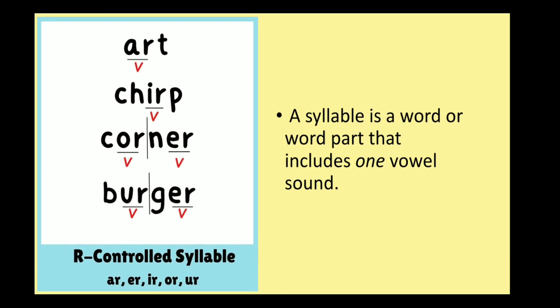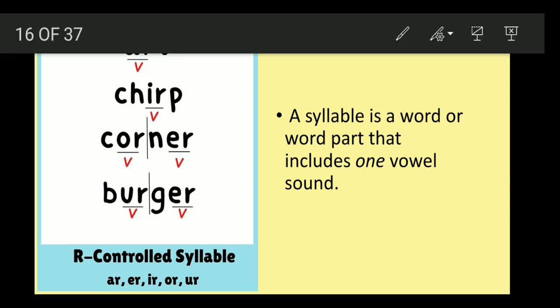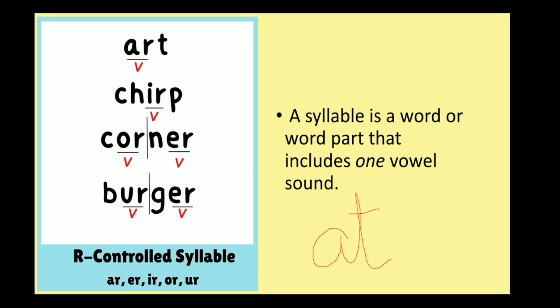One important thing to remember in this particular set of vocabulary is that some syllables are controlled. A syllable is a word or word part that includes one vowel sound. So this word art has only one vowel sound. If we do not have R in this word, the word would be act. Act. But because of the R, we pronounce art.